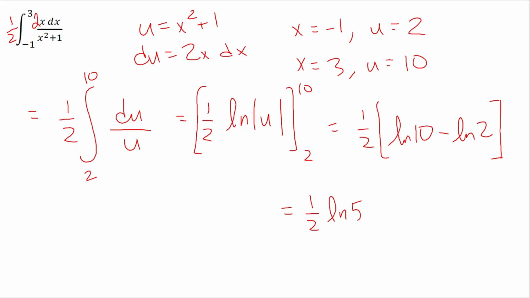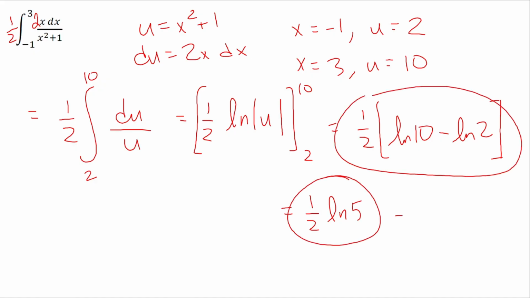If you left it up here like this, that'd be fine. This would be good. You could bring the 1/2 inside as a square root. You could write natural log of root 5. Any of those answers would be fine.